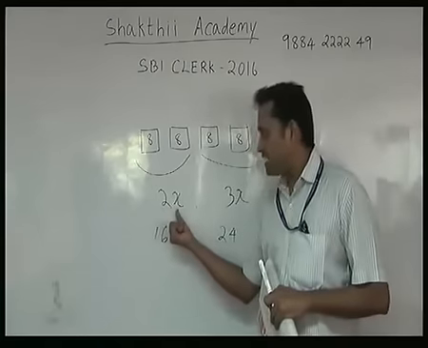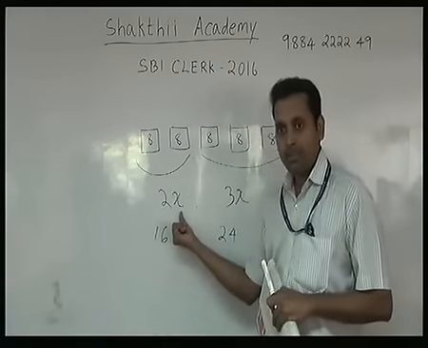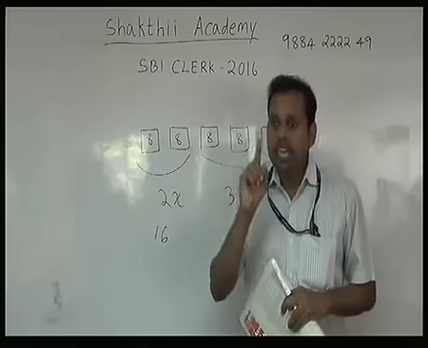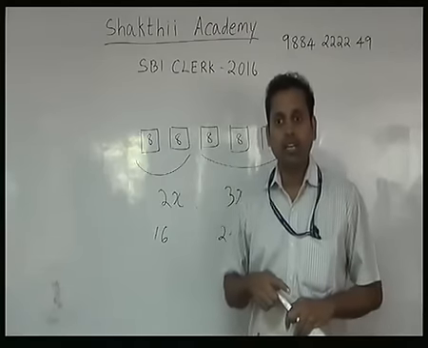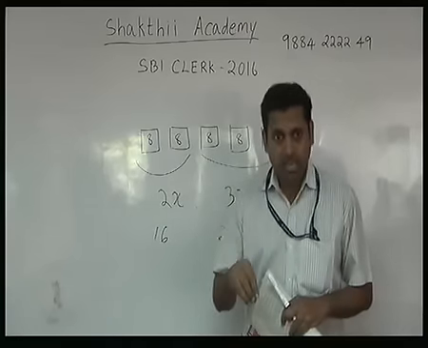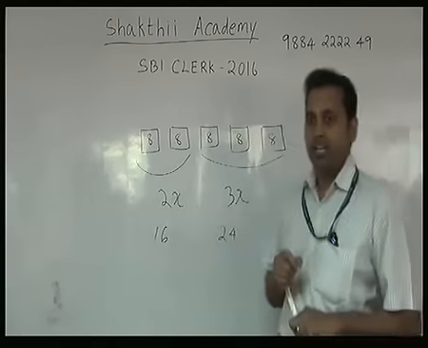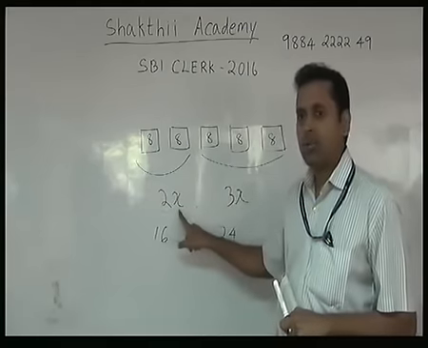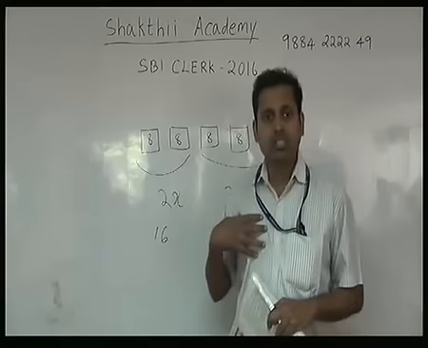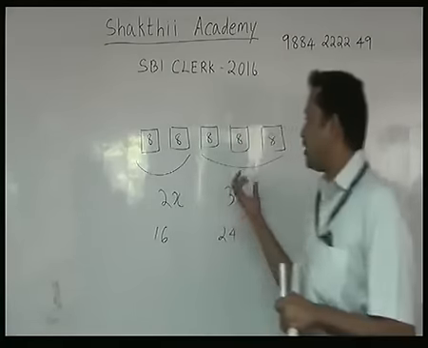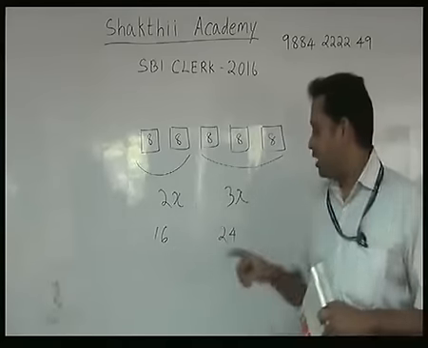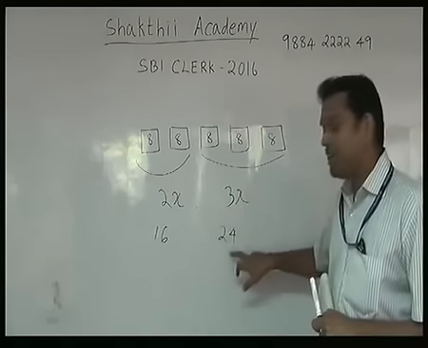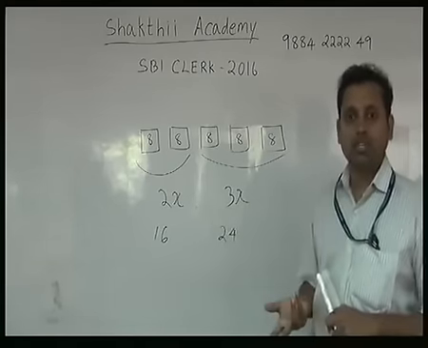So 2 into x, where x is what here? The number of chocolates inside each box. Is it clear? So here how many chocolates? 8 chocolates. The value of x is 8. So 2 into 8 is how much? 16. I am taking 2 boxes, so I have 16 chocolates. And you are given how many boxes? 3 boxes, which is 3x. So you are having 3 into 8, totally 24 chocolates. Is it clear?